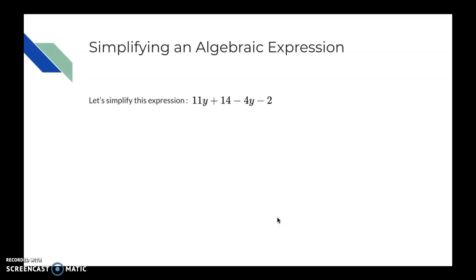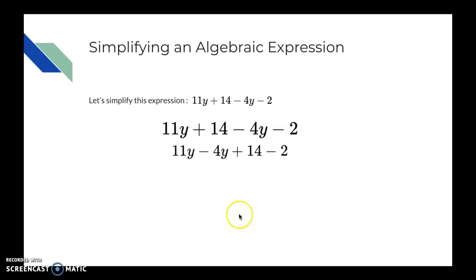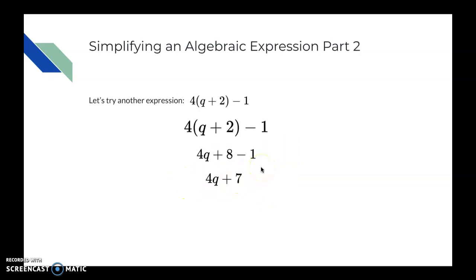Now let's talk about simplifying an algebraic expression. Let's simplify this expression. First we need to put the like numbers together. Here we go: 11y minus 4y plus 14 minus 2. Now let's see how you solve this. 11 minus 4 is 7, 7y right here. 14 minus 2 is 12. 7y plus 12 is your final answer.